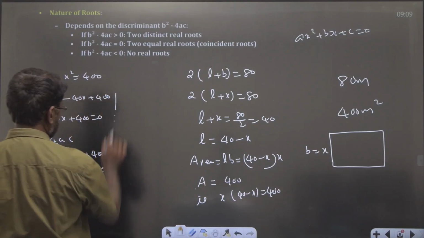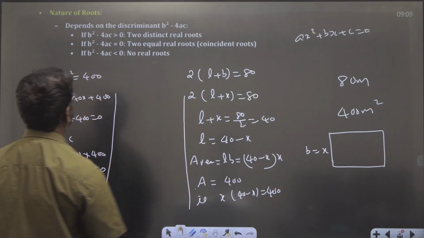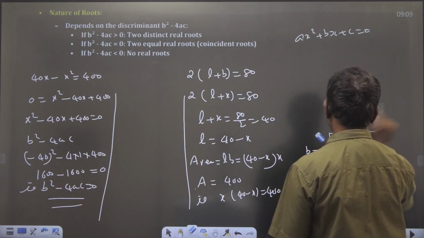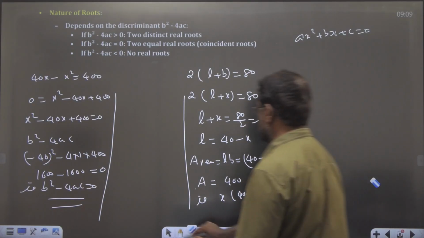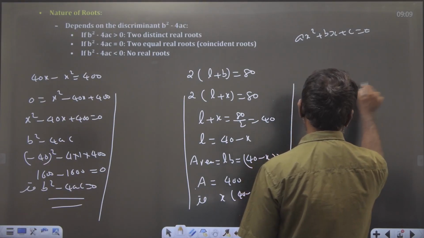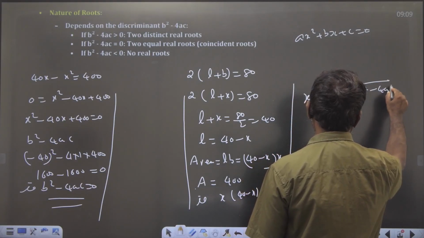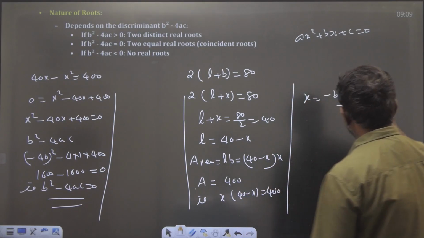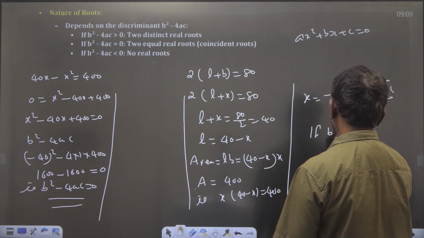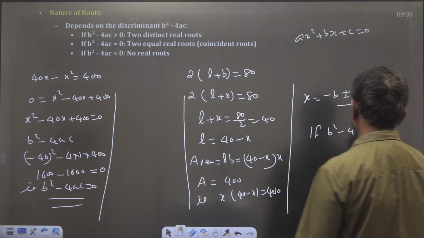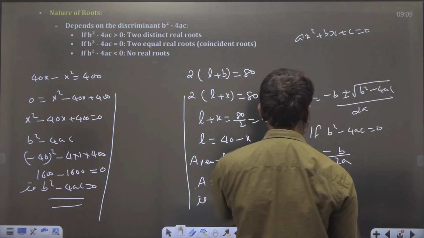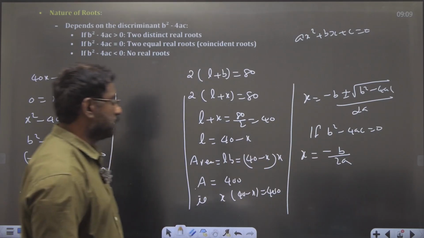If b square minus 4ac is equal to 0, what is our quadratic formula? Actually, x is equal to minus b plus or minus root of b square minus 4ac by 2a. If b square minus 4ac is equal to 0, what will be x? x is equal to minus b by 2a.